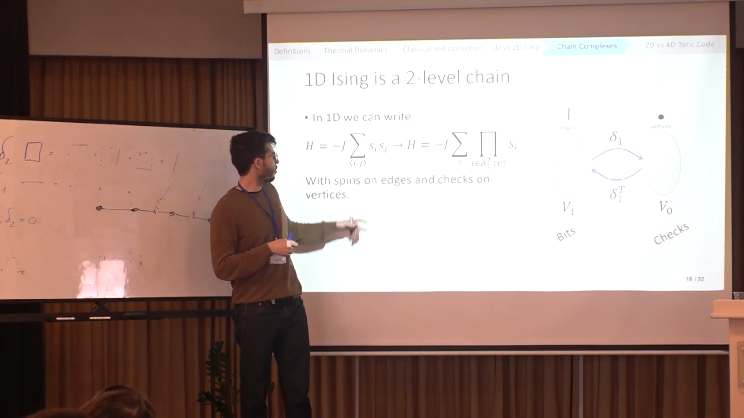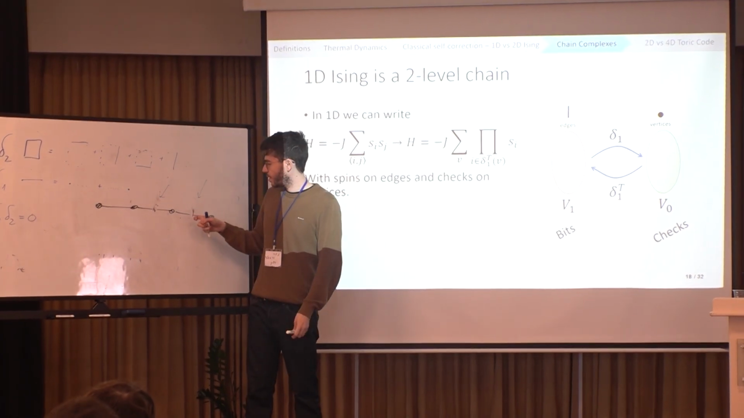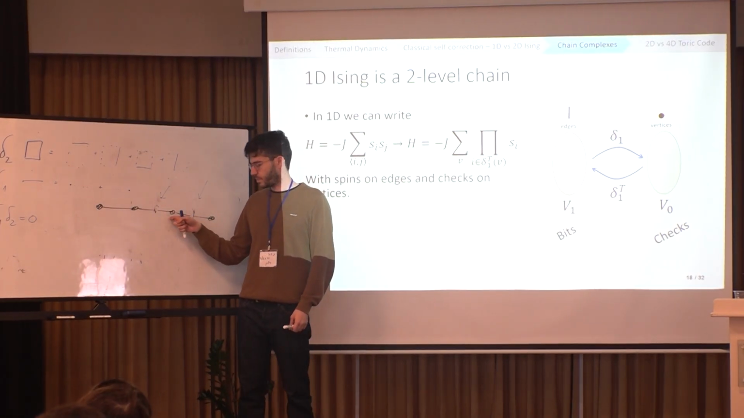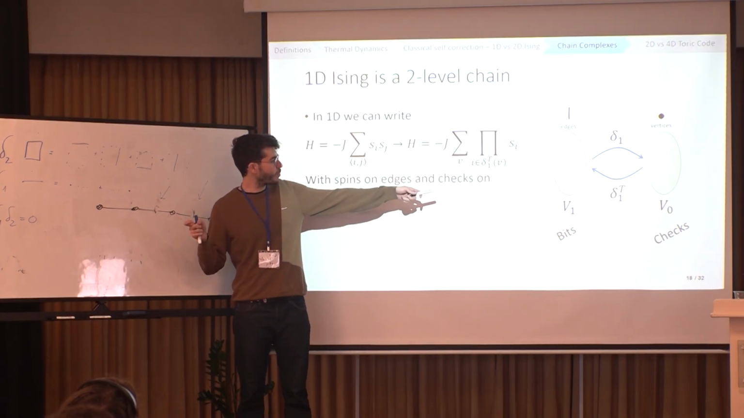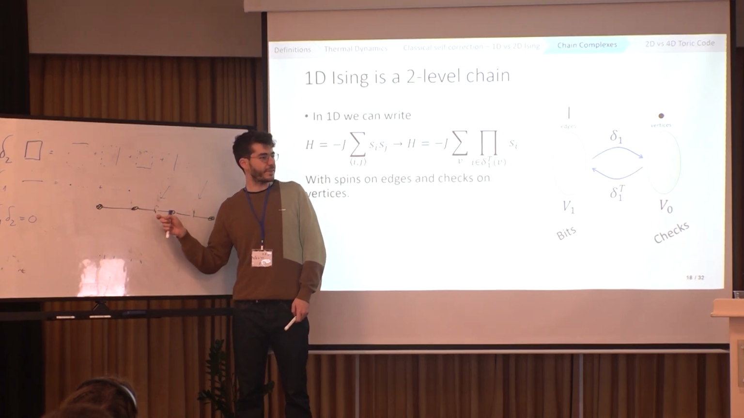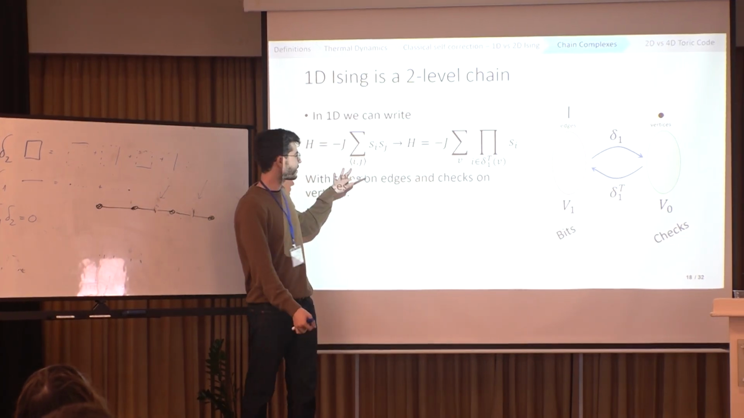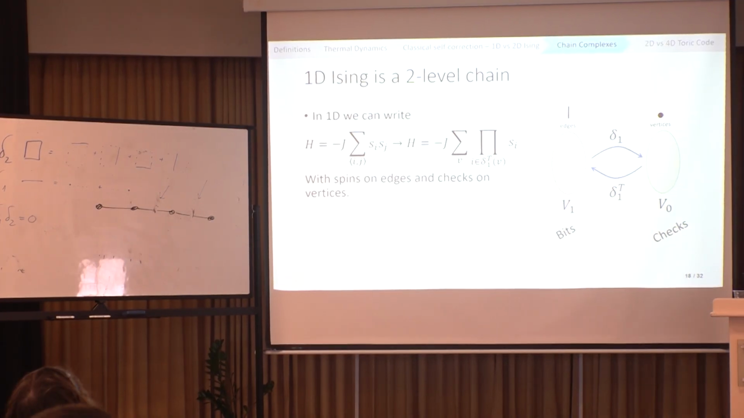Yes. So if we want to write the 1D Ising model, it just means that we take a vertex, we take a check, and with delta 1 T, we get the spins that touch this check and take their product. That's what we say here. It's the same as the original Hamiltonian, we just write it with the boundary map or co-boundary map in this case.